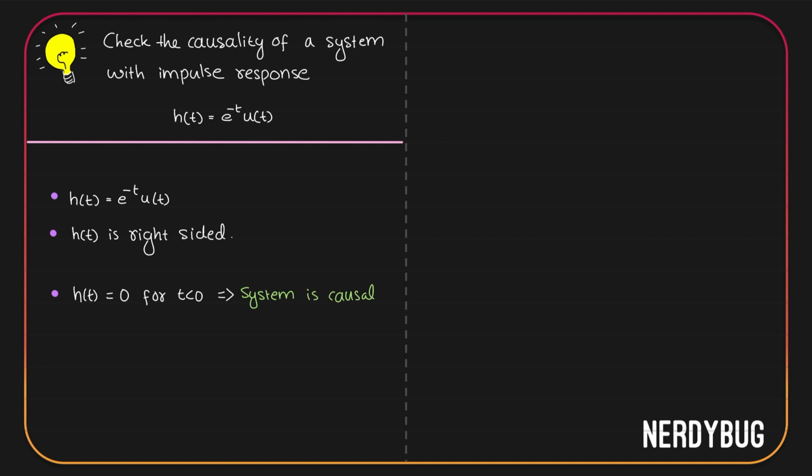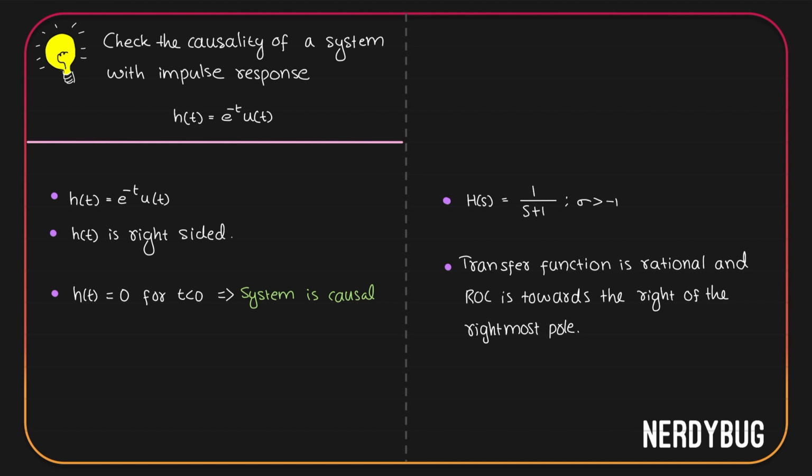Let's write down the transfer function of the system, H of s. H of s is the Laplace transform of h of t, which is e raised to minus t u of t. Its Laplace transform will be 1 by s plus 1, sigma being greater than minus 1. H of s is 1 by s plus 1. It is a rational function. And ROC is towards the right of the rightmost pole. It only has one pole, at minus 1. And sigma greater than minus 1 means ROC is towards the right of the rightmost pole. So both conditions have been satisfied, and so the system is causal.